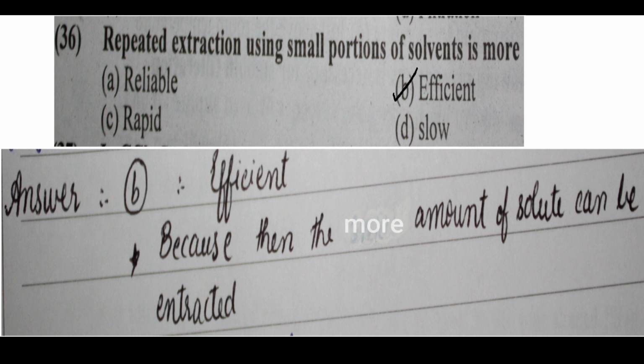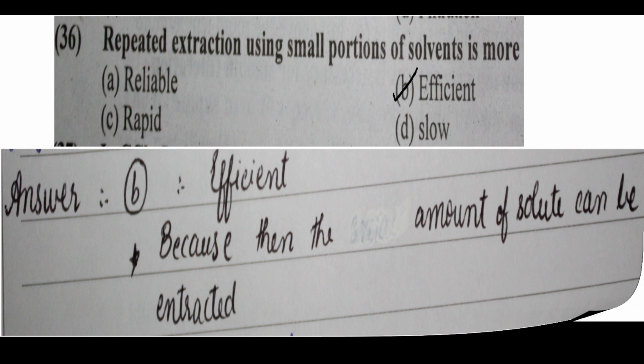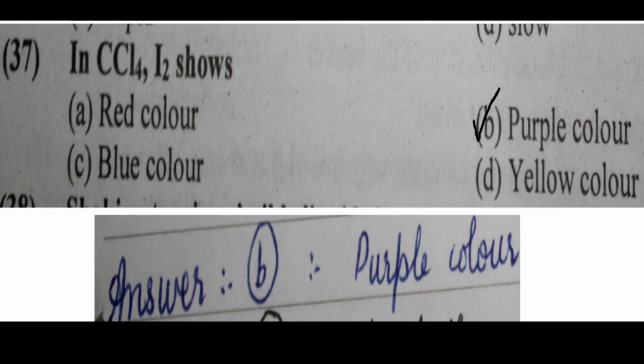Next is, repeated extraction using small portions of solvents is more efficient because then the more amount of solute can be extracted. Next is, in carbon tetrachloride iodine shows, option B, purple color, is our right answer.